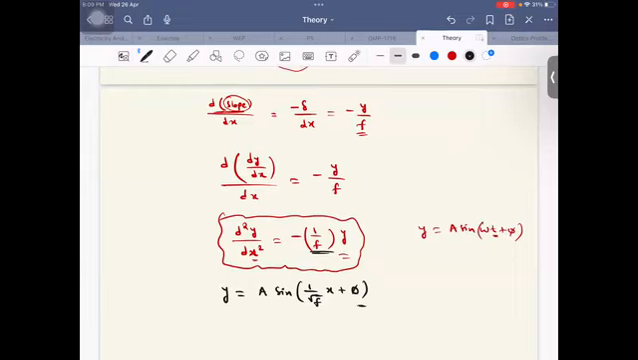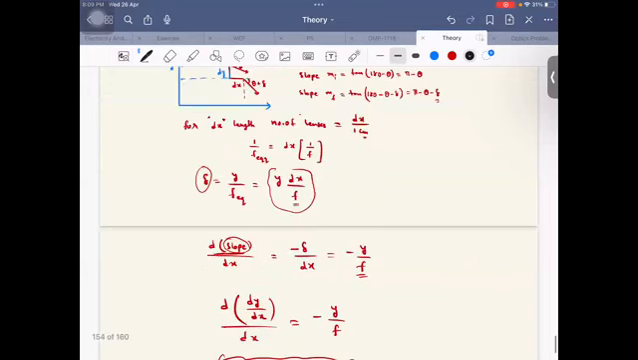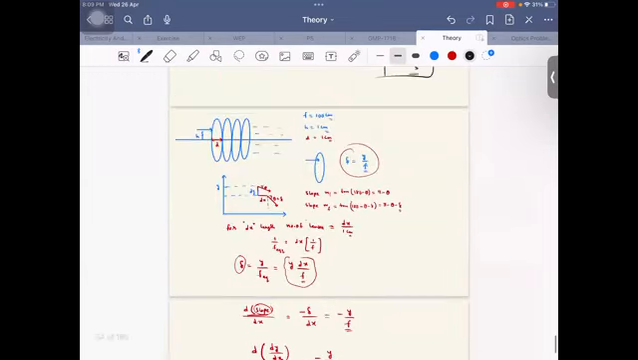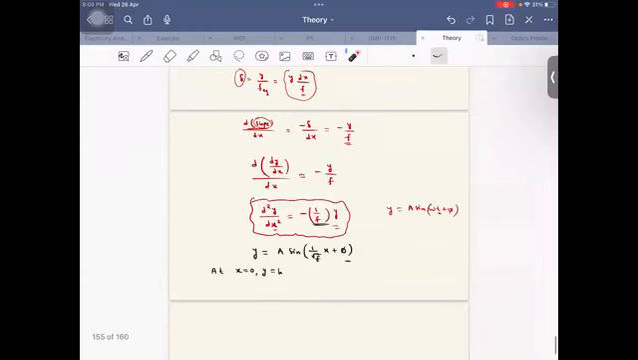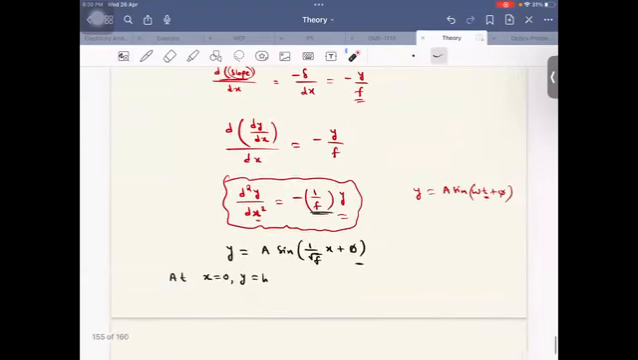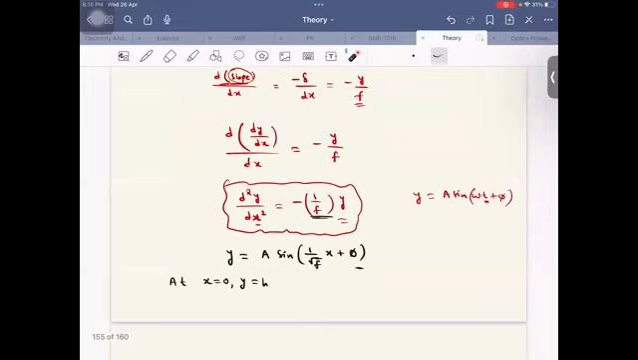Understood? Now, to find the amplitude, at x equal to 0, what is y? Can you tell? Initially, what is the height? It started from h only. So at x equal to 0, y equal to h. From here, what will you get? Sine phi equal to h by a. That gives the initial angle.